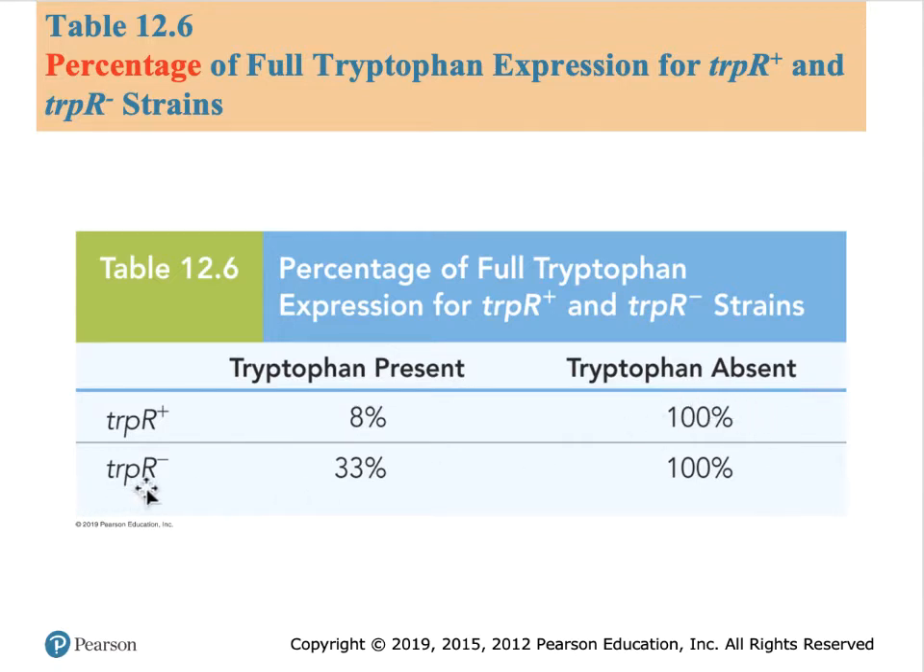In the trpR- mutants, the same thing happens when tryptophan is absent. The system turns up to 100%, but when tryptophan is present inside the cell, it's no longer leaky at 8%, it has a significant activity. So the difference between the two suggested that something else was also controlling the tryptophan operon.